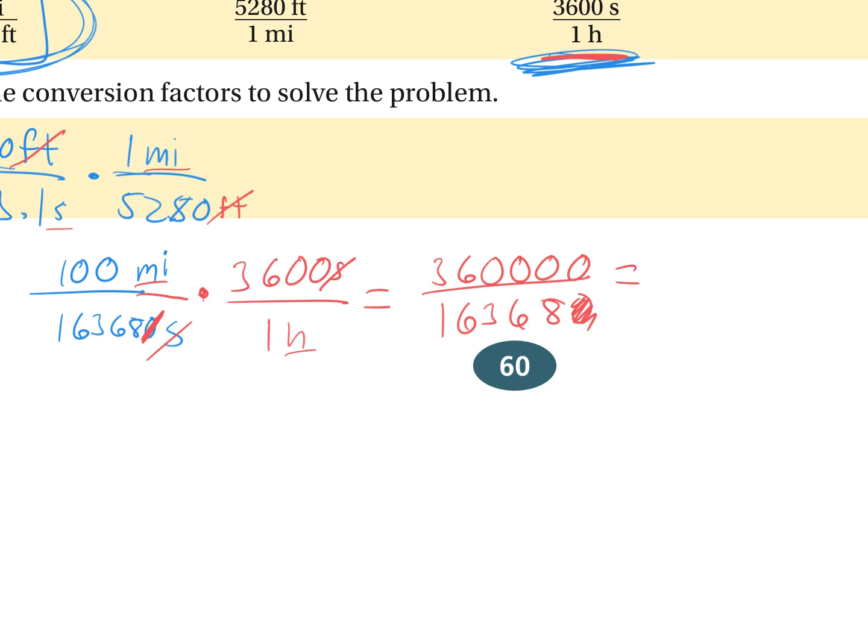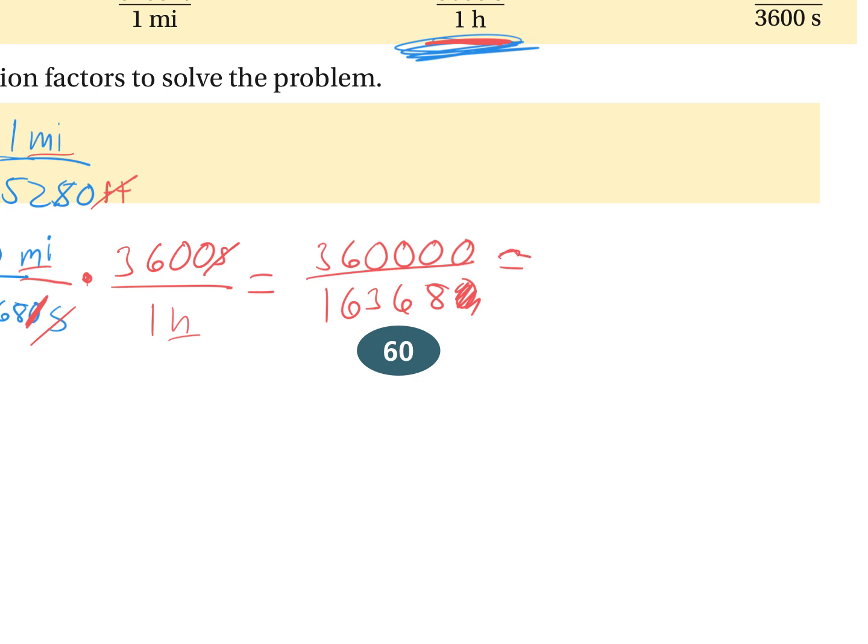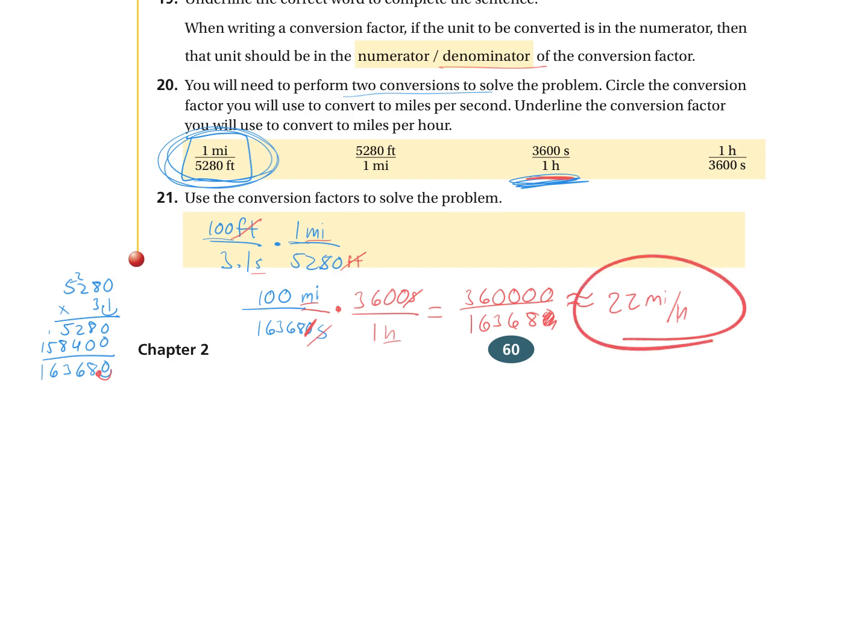Right, so when you divide this out in your calculator, you should get approximately, right? So the squiggly equal sign just means approximately 22 miles per hour. All right, and that's what you get for this page.